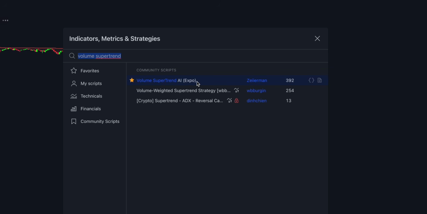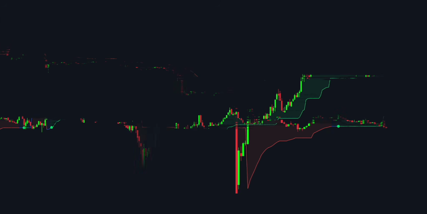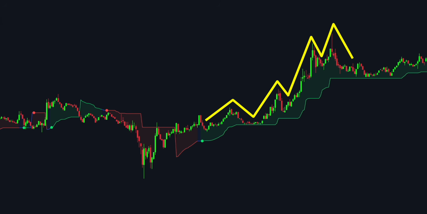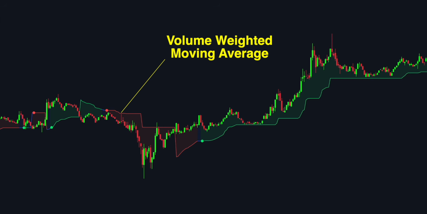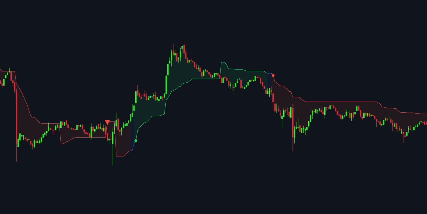The Volume SuperTrend AI is an advanced technical indicator used to predict trends in price movements by utilizing a combination of traditional SuperTrend calculation and AI techniques, particularly the K-nearest neighbors or KNN algorithm. By combining these approaches, the indicator aims to offer more precise predictions of price trends, offering bullish and bearish signals. By utilizing volume-weighted moving averages, VWMA, the Volume SuperTrend AI emphasizes the importance of trading volume in the trend direction, allowing it to respond more accurately to market dynamics.